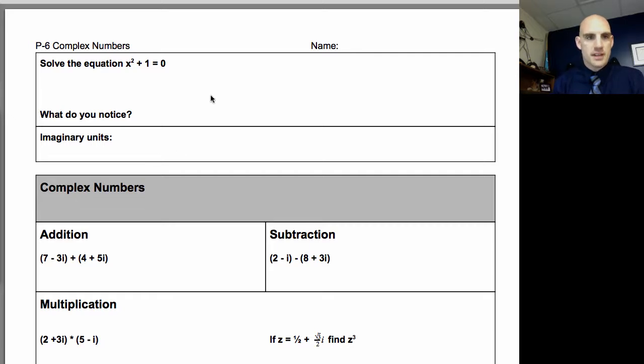Welcome back. This is section P6, complex numbers. What we're going to do in this section is talk about the situation where we solve equations that have answers that are radicals with negatives underneath them.